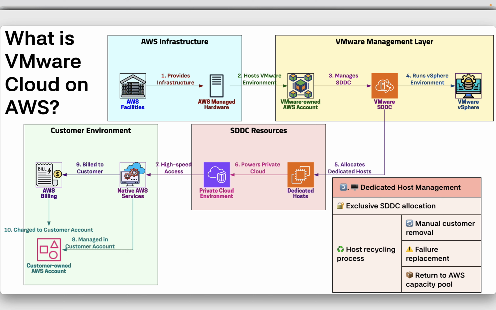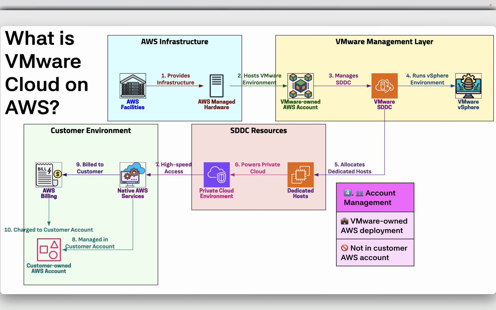These hosts are exclusive to the SDDC until such a time that they are removed from the SDDC, either manually removed by the customer or replaced due to host failure, at which time they are released into the overall pool of AWS available capacity. SDDCs are deployed within a VMware-owned AWS account, not a customer-owned AWS account. So basically, there is an AWS account where they host your SDDCs, but you don't directly own as a customer. So they will allocate some accounts which are owned by them.